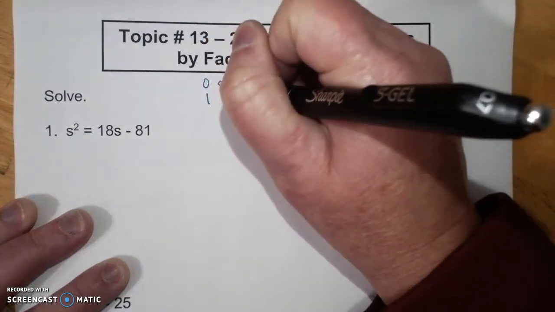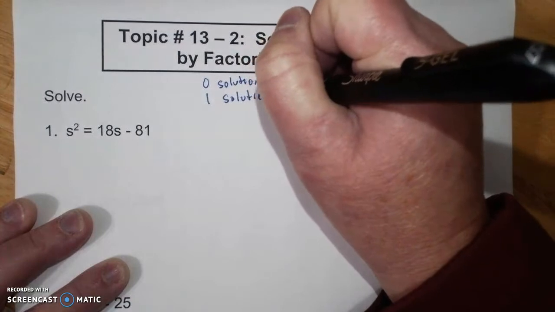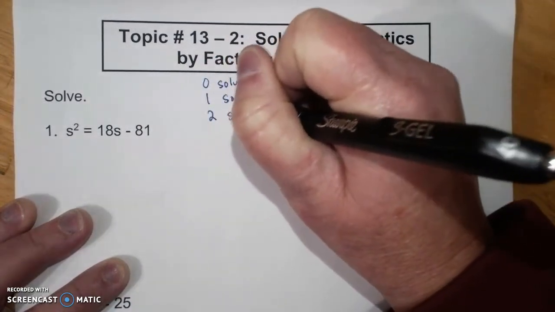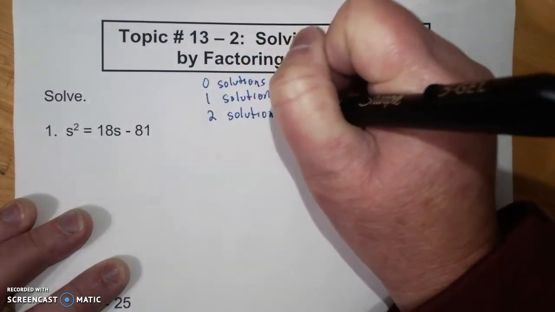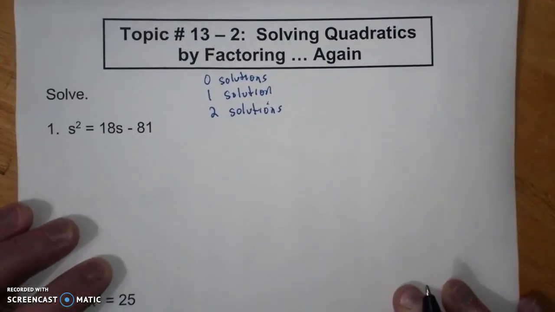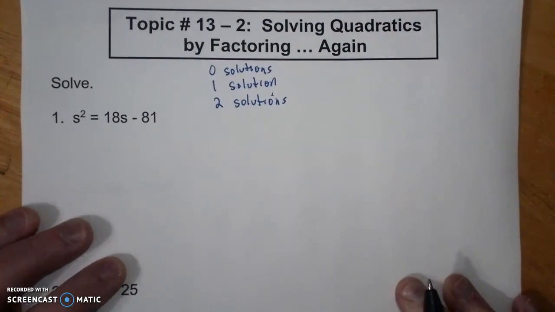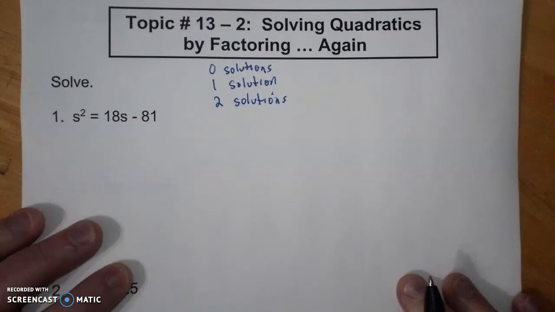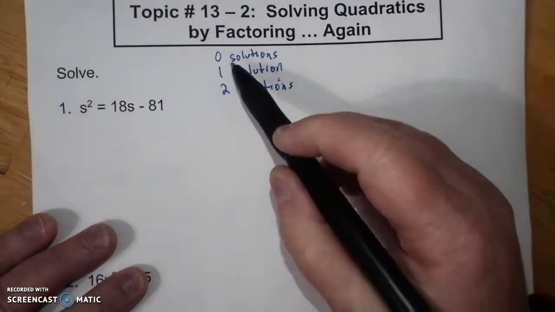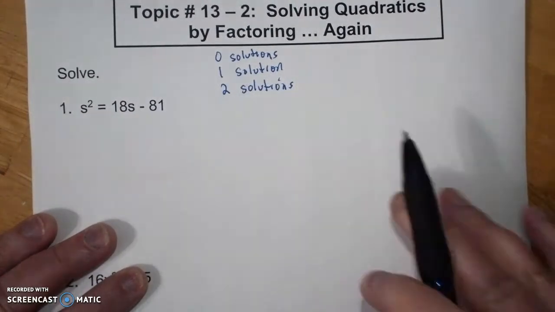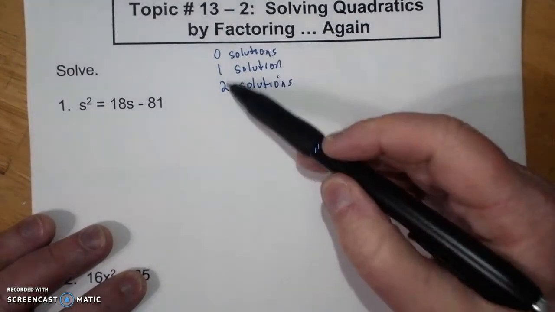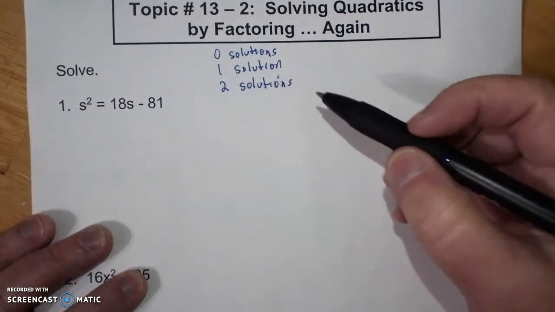You can have 1 solution, or you can have 2 solutions. And you will run into all of these, and when we get into graphing quadratics, you'll understand why you could have 0 solutions, 1 solution, and 2 solutions. But for right now, know that that's possible anytime you solve them.